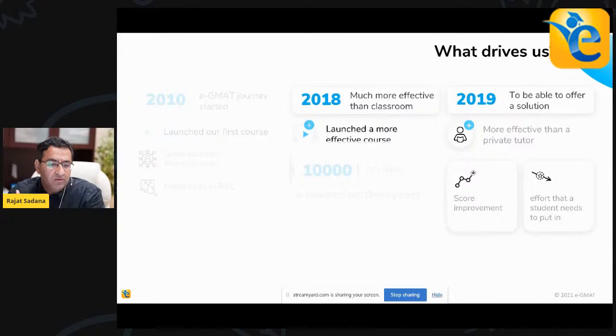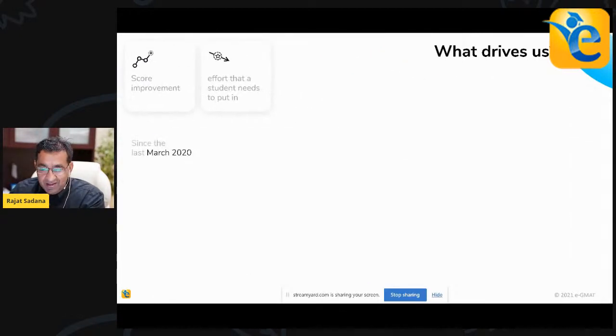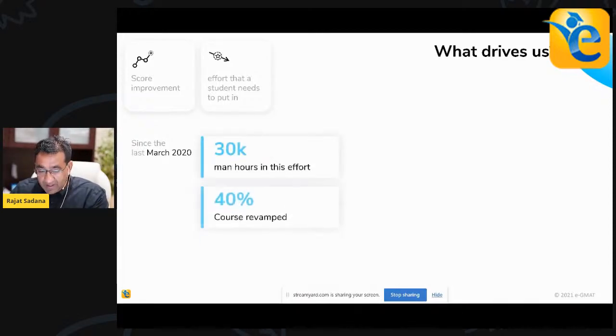Why? Because one of the biggest benefits of working with a private tutor is that a private tutor tells you precisely where you need to improve and to what extent you need to improve. So these were the two targets that we put in. We also increased our investment in R&D. Why? Because this was a much bigger challenge. We didn't want to take 8 years to get there. And we're still not there. Based on our current estimates, we'll get there by the end of 2022, so in about a year and a half or so. But since March of 2020, we've invested about 30,000 man hours in this effort. In fact, we've completely revamped 40% of all course material within e-GMAT.